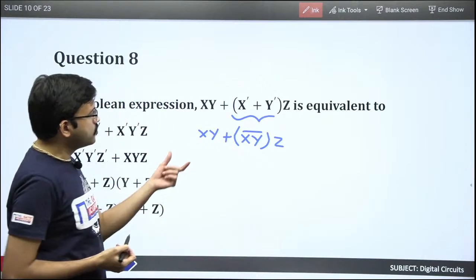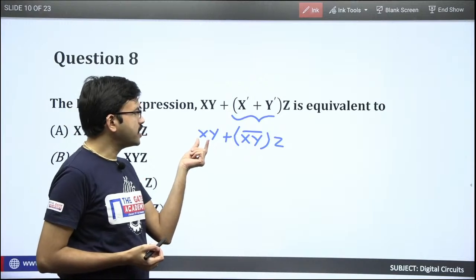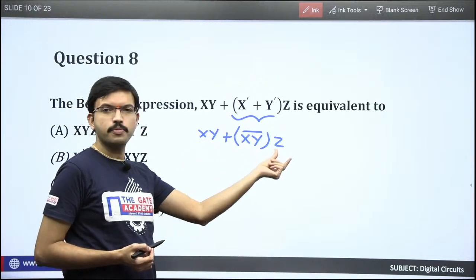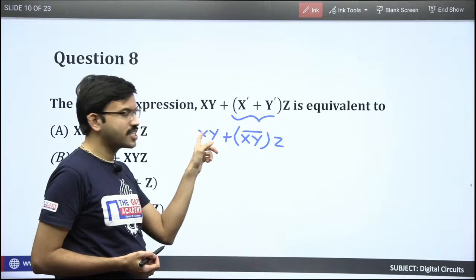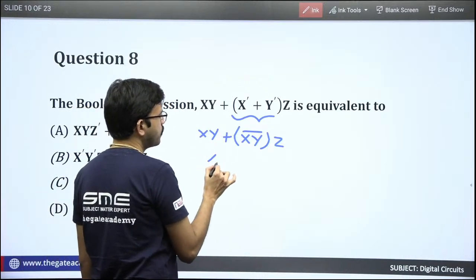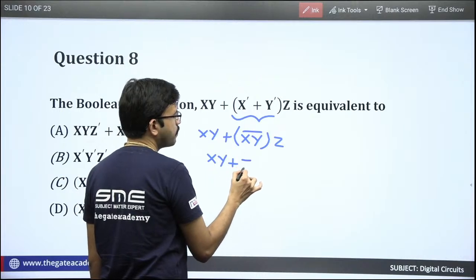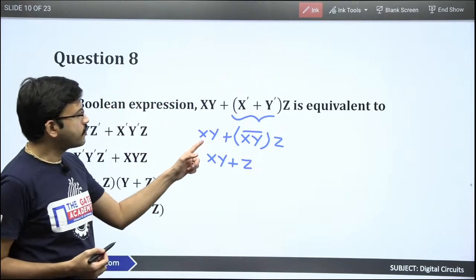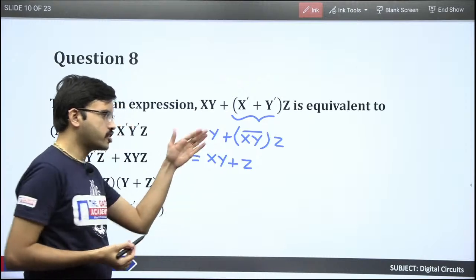Now, if you observe carefully, it is something like a plus a bar b, where a is nothing but xy. So, a plus a bar b is nothing but a plus b. So, that means you will get xy plus z. From here to here I have applied distributive law only.